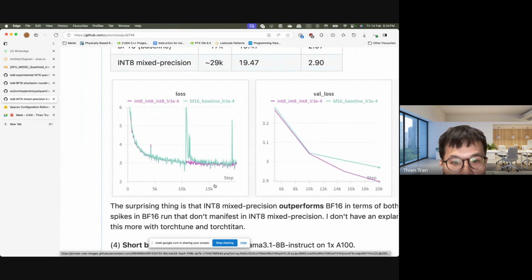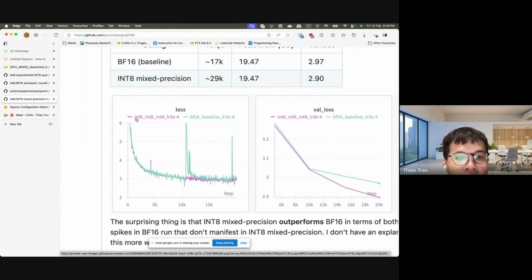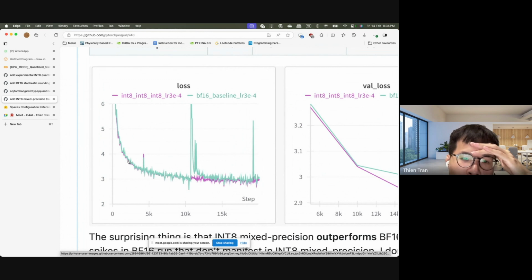If I look at 20,000 steps, you see here that when I do the mixed precision, at least for this setup, it matches exactly the same as BF16. And actually for BF16, there was a point where I got some instability. I'm not sure why, maybe I just got unlucky. But the idea is that it matched almost perfectly with BF16.